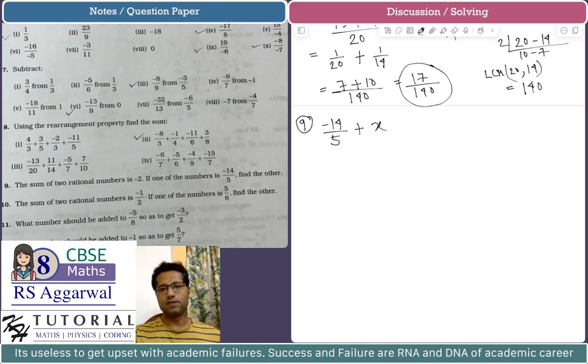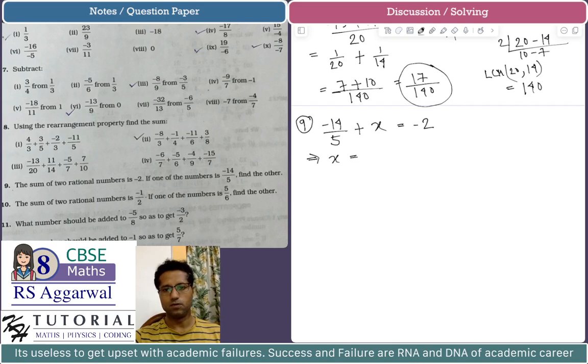So it is given that minus 14 by 5 plus x, the unknown rational number, is equal to minus 2. The sum of the two rational numbers is given to be minus 2 and one rational number is minus 14 by 5. If I assume the other rational number is x, we have minus 14 by 5 plus x equals minus 2. This is a linear equation in one variable, and you have already studied linear equations in one variable in your previous class. I hope you know how to solve this.